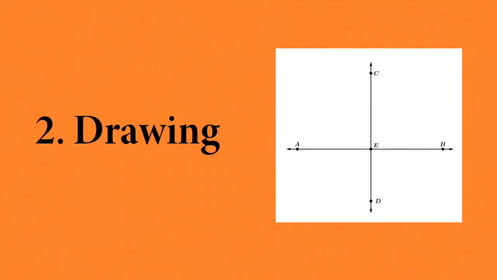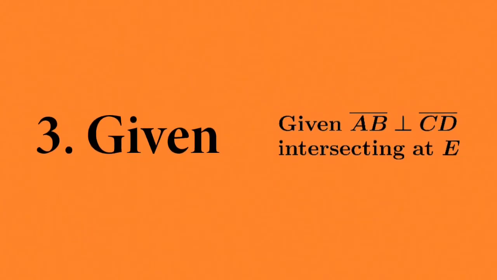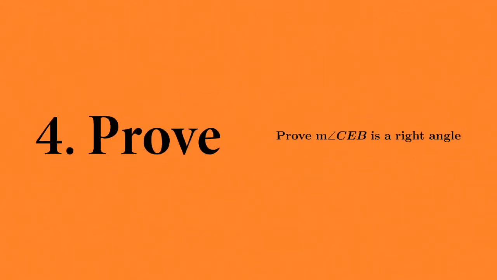Next, we draw the hypothesis. In this case, two perpendicular lines meeting. We have lines AB and CD, intersecting at E. We then restate the given information from the drawing. And we also state what we are setting out to prove. In this case, it will suffice to prove that the measure of angle CEB is a right angle.